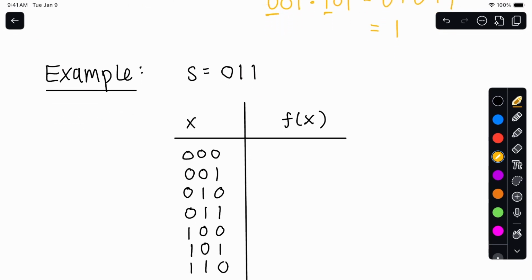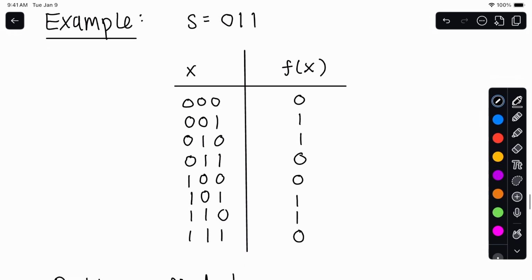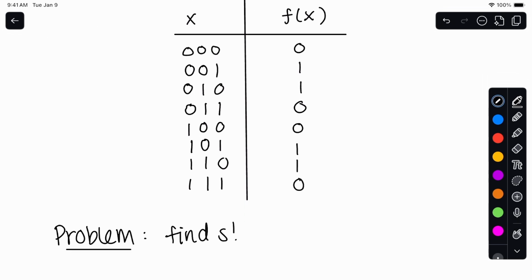So consider the state s equals 0, 1, 1. Then f of x is going to perform x dot s, and maybe try this out for yourself first. But the first one is of course going to be 0, and then the second one would be 1, 1, and this is 0 because we end up with 2, modulo 2, and then 0, 1, 1, and 0. And the problem that the Bernstein-Vazirani algorithm solves is finding s. So you're given this function, find s.